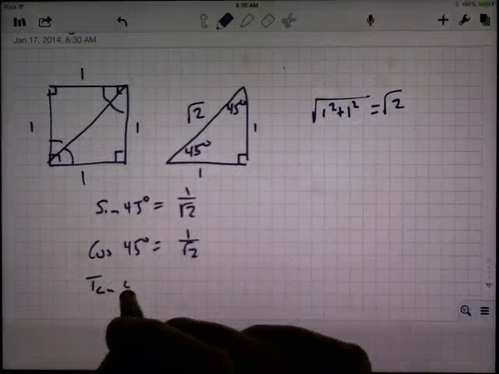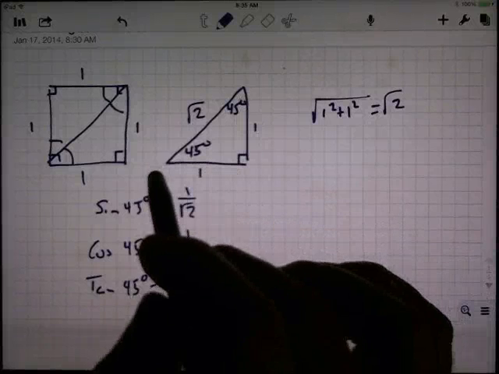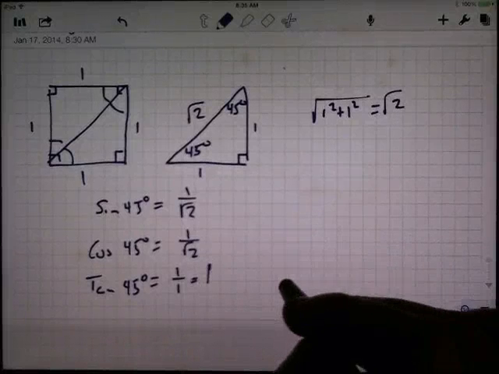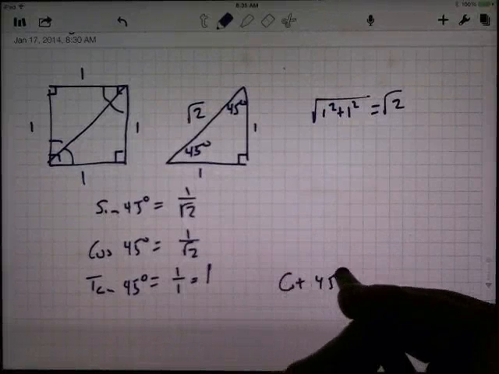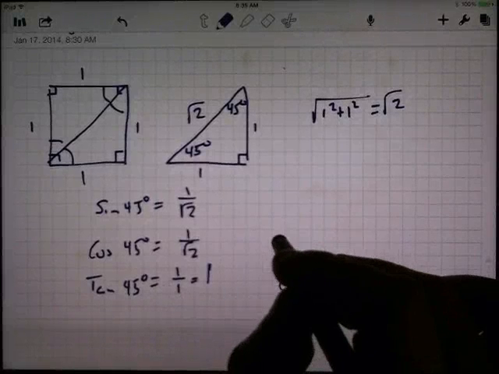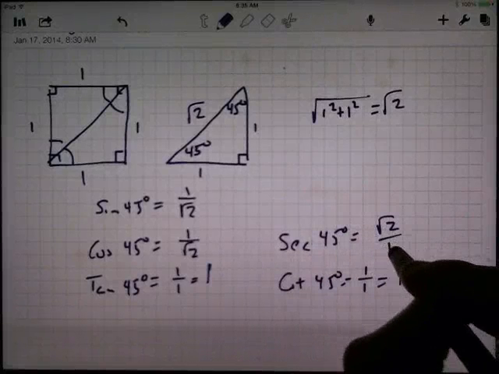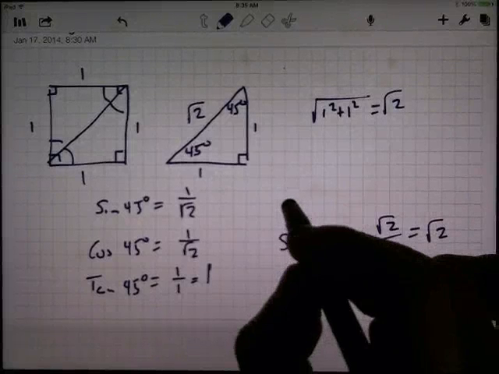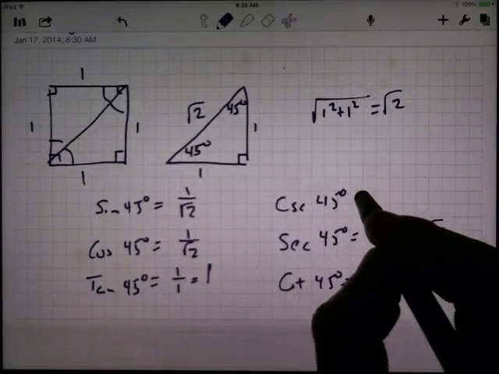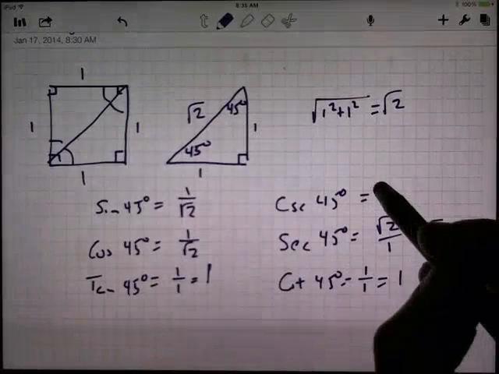What's the tangent of 45 degrees? Well, the tangent of 45 degrees would be the opposite side over the adjacent side, 1 over 1, which commonly is just called 1. Right? What's the cotangent of 45 degrees? Well, it's the reciprocal of the tangent. What's the secant of 45 degrees? It's the reciprocal of the cosine. Radical 2 over 1, or just leave it as radical 2. And the last one is the cosecant of 45 degrees, which is hypotenuse over the opposite side.